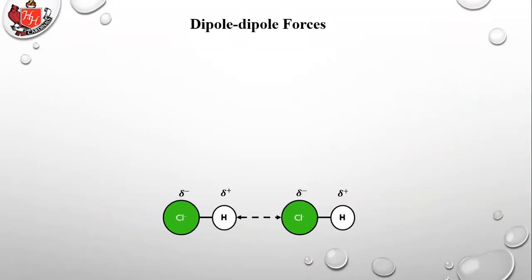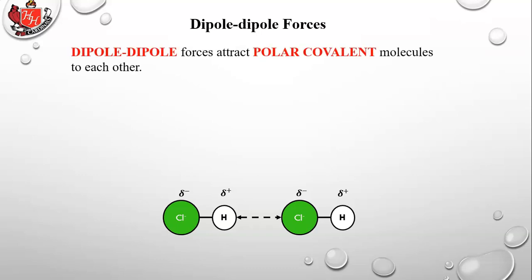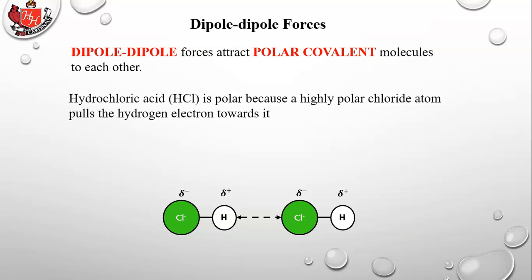Now we're going to talk about dipole-dipole forces. Dipole-dipole forces attract polar covalent molecules to each other. So hydrochloric acid, HCl, is polar because a highly electronegative chlorine pulls the hydrogen's electron towards it. Those funny little symbols are delta, and the delta means that it's not a full negative charge, but it's a polar molecule that has a negative side, just like the water molecule did, and a positive side. So again, chlorine is much more electronegative than hydrogen. It doesn't take the electron totally away from hydrogen. It's not strong enough to do that, but it does pull hydrogen's electron over towards it.